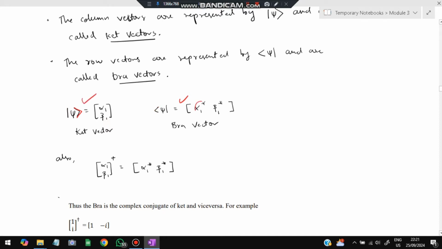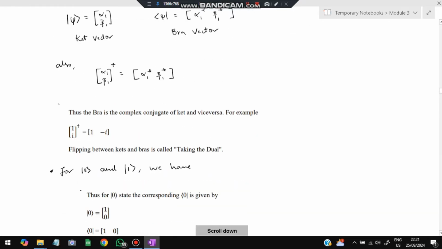Okay, and here we will represent it as star, and here also as star, and these both are equivalent. If we find the conjugate transpose of this, that will be equivalent to the bra vector of that. So the bra is the complex conjugate of the ket and vice versa.